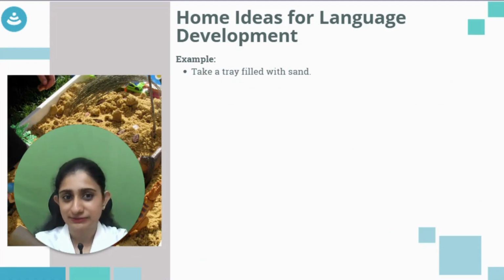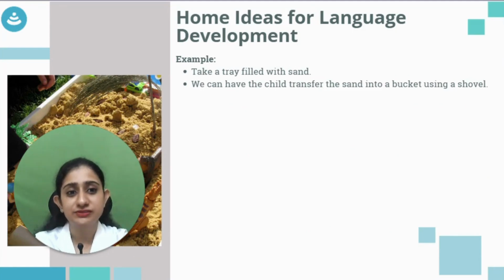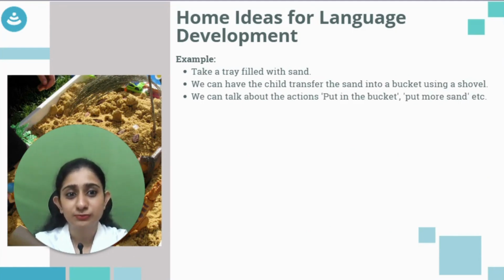So here is an example. Take a tray filled with sand. We can have the child transfer the sand into a bucket using a shovel. We can talk about actions. Put in the bucket, put more sand, etc.